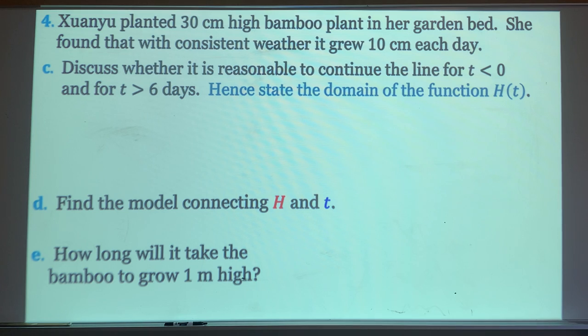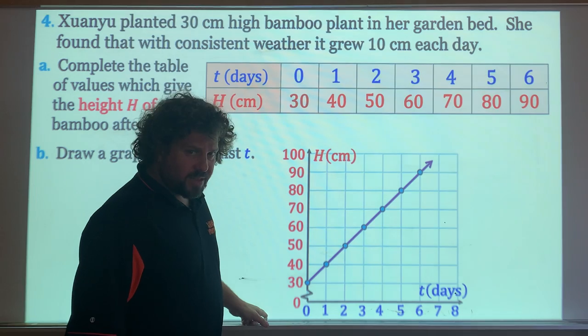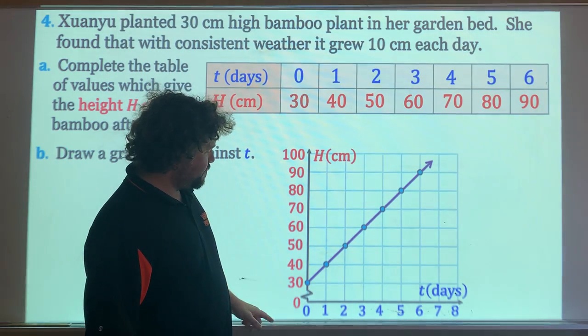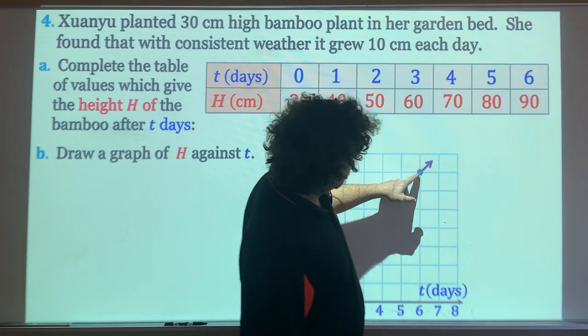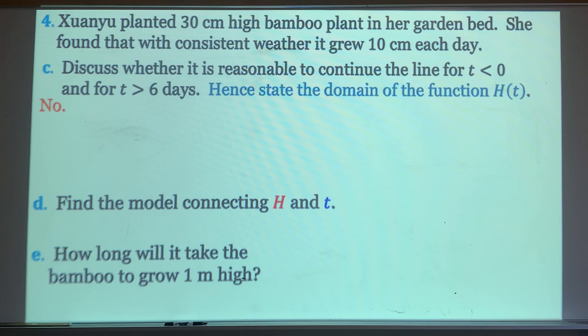So part C, discuss whether it's reasonable to continue the line when t is less than zero or when t is greater than 6 days. So look at this right here. If t is less than zero, would you continue the line this way? No, because you don't really want to go back in time. When t is greater than six, what do you think? Reasonable? No. Why?